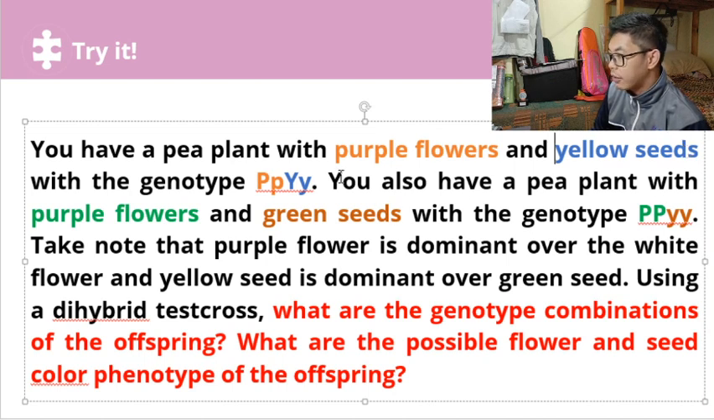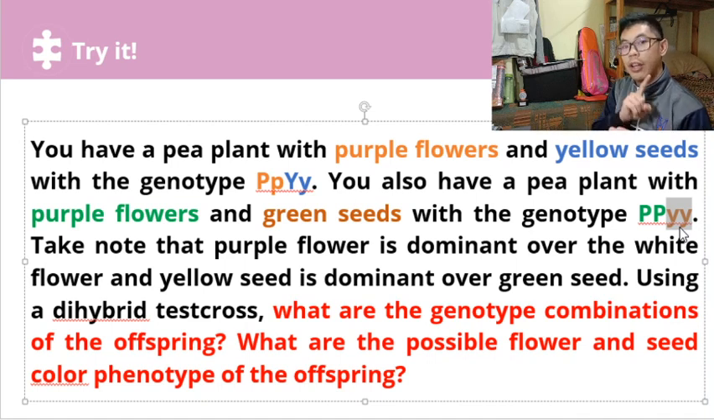You have here also the second parent, which is a capital P and capital P. This is a homozygous purple flower. And we have a small y and a small y. This will tell you that this is a homozygous green seed. So, pagtabi nating homozygous, either capital and capital or small and small, hindi pwedeng combination. Pagtabi nating heterozygous, dapat hindi sila magkaparehas, isang capital at isang small.